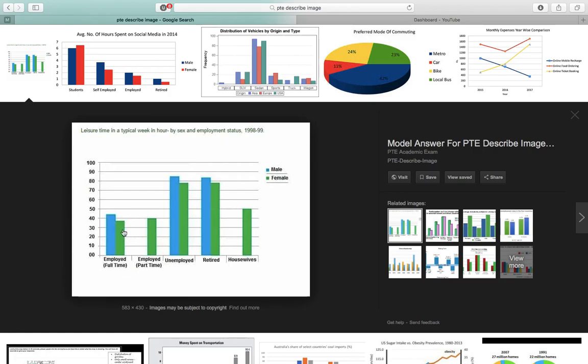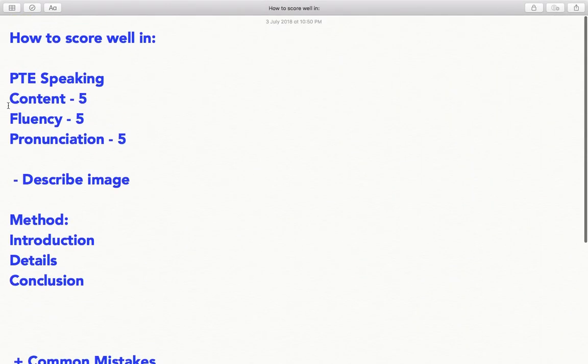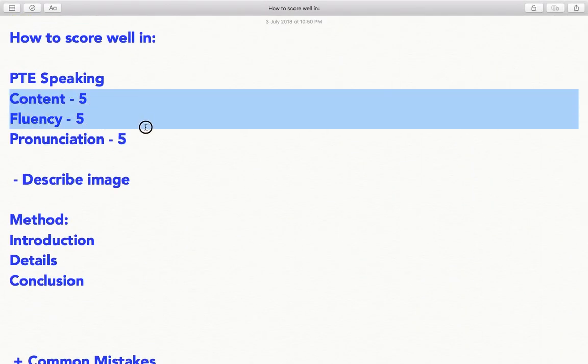If you were going to cover all the numbers, all the figures in the details part, you cannot do it in 40 seconds. So guys, keep this in mind. You don't have to cover every number, every figure, every percentage. Remember, I told you earlier, you get 5 marks for content, 5 for fluency, and 5 for pronunciation. Now, if you focus on perfect content, it's likely that you will lose marks in fluency and pronunciation.